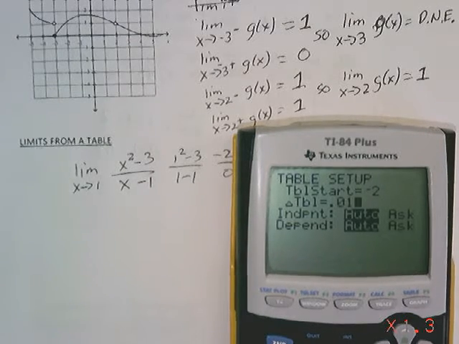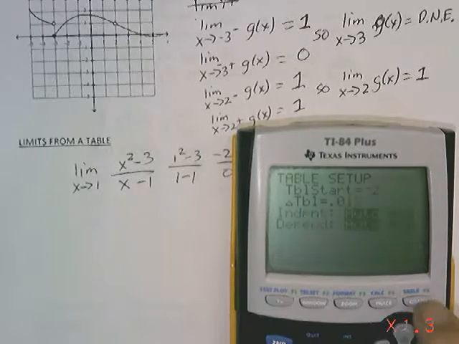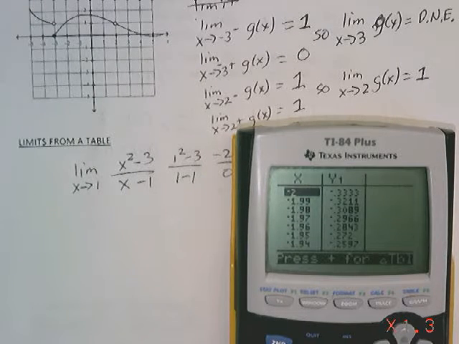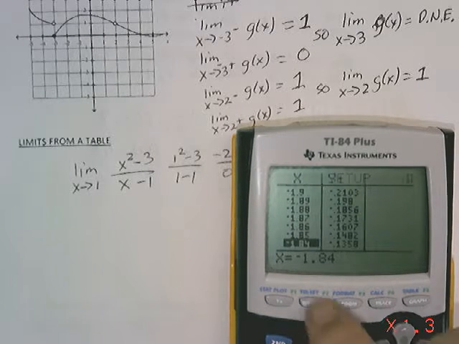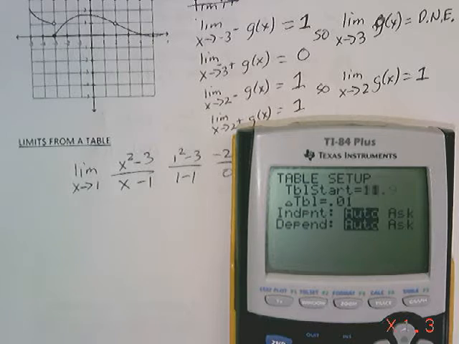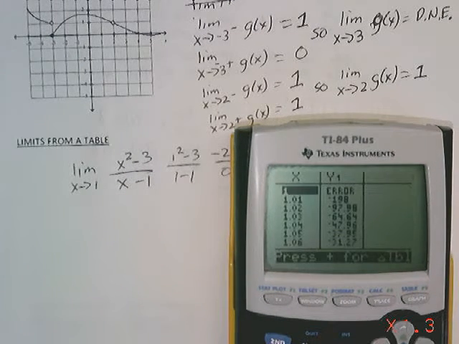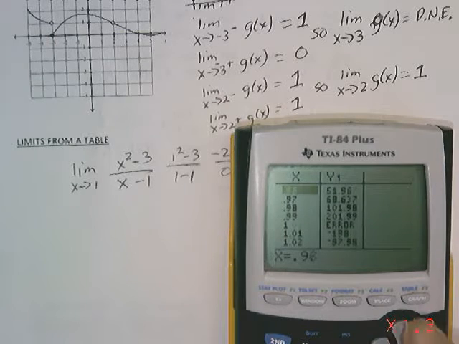From this side, it's from the right. These numbers are all bigger than negative 2, so this is from the right. These numbers are also getting closer and closer to negative 4. We can see our left-handed limits, our right-handed limits, and our limit in general, all right there in that table. So we would say that this limit equals negative 4.